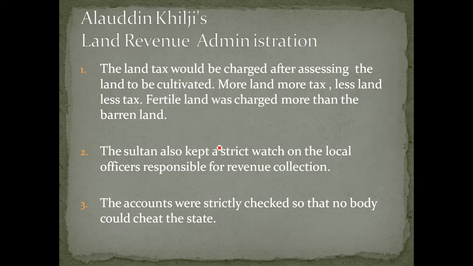Now, what did Alauddin Khilji do for the land revenue? One, he said that tax would not be the same for everyone. So before the tax is given, he will assess: whoever has more land, more fertile land, will pay more tax; whoever's land is not fertile or is less, will pay less tax. He also kept a strict watch on the local officers responsible for the revenue collection. The accounts were strictly checked so that nobody could cheat the state.